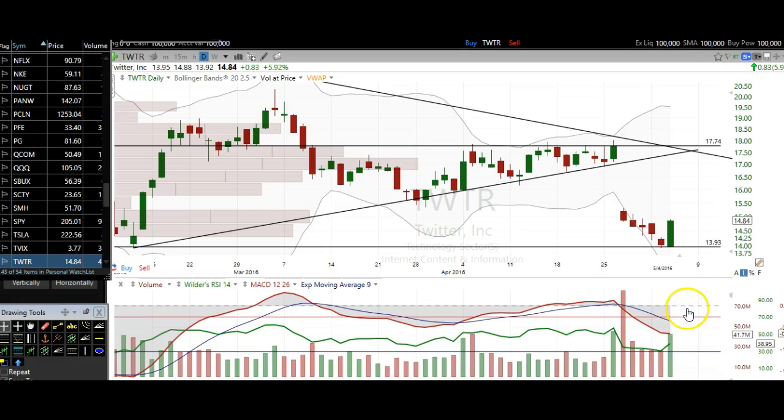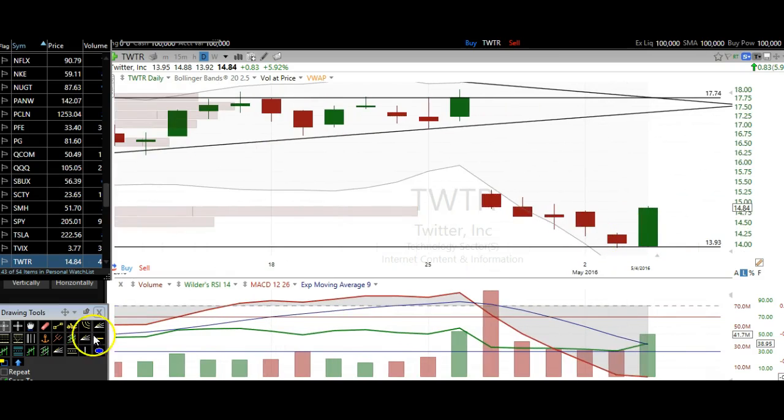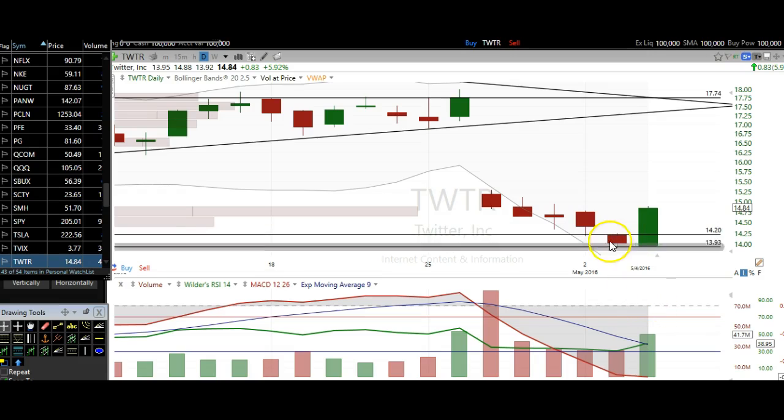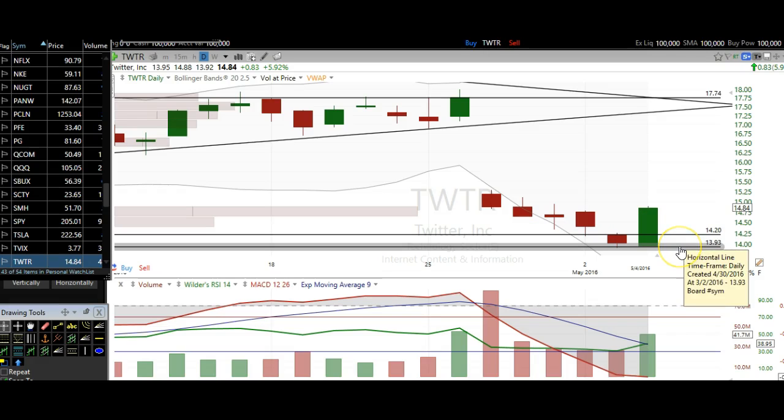So I'm going to look for a continuation on Twitter. It's not going to go straight up. It could, but we've got support down here at around, and I'm just going to draw it for you guys, right around 14.20, the open of this day and almost the low of this day. So that's going to act as support about 14.20. And then, of course, we've got support just below about $14 as well.